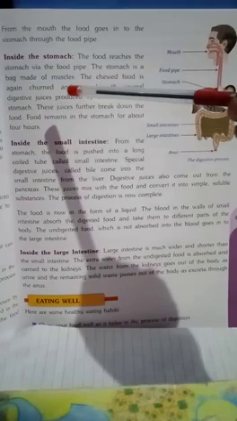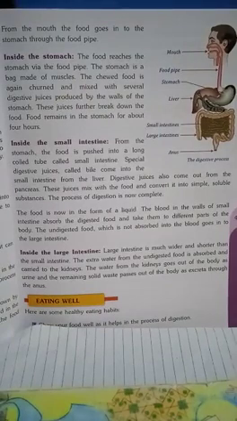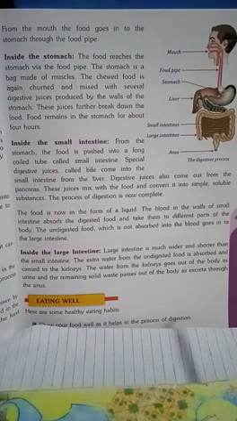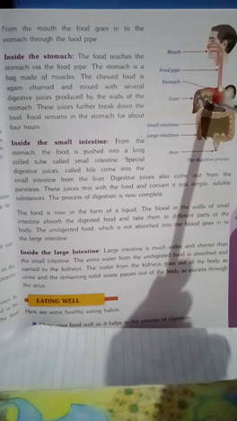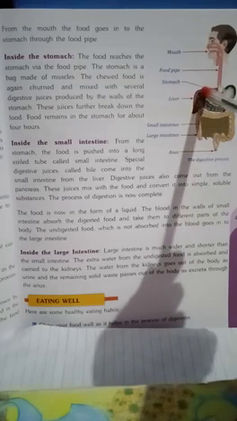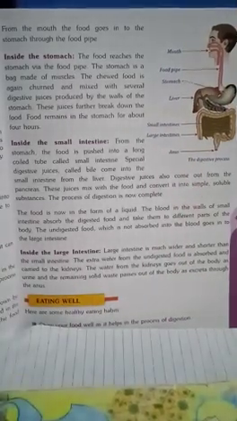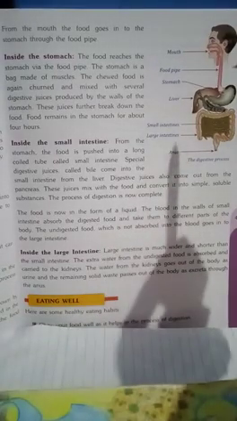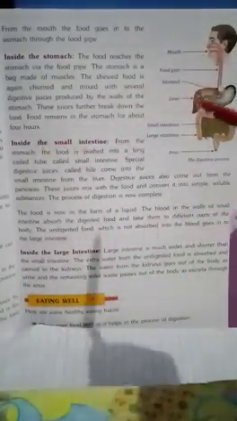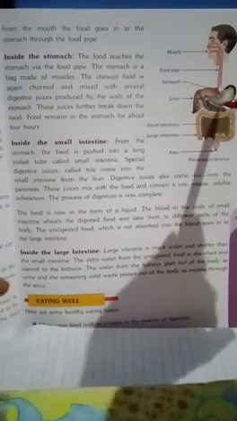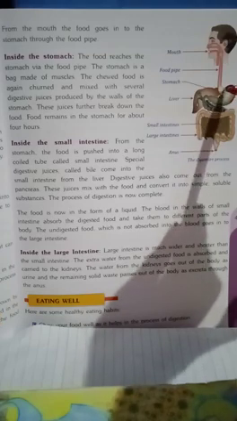The stomach is a bag made up of muscles. The chewed food is again crushed and mixed with several digestive juices by the walls of the stomach. The food we eat is further mixed and broken into many small pieces. How do you crush paper? Similarly, it is crushed by the walls of the stomach.